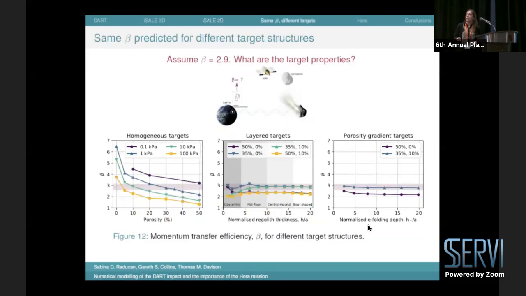And let's assume we measured a beta of 2.9, and this is just a randomly picked value. What is the simulation that actually predicted that value? And if we look at the results, well, that's kind of complicated because there are a lot of simulations that predict that.